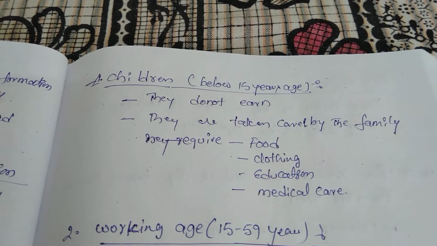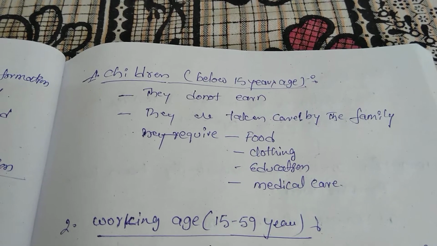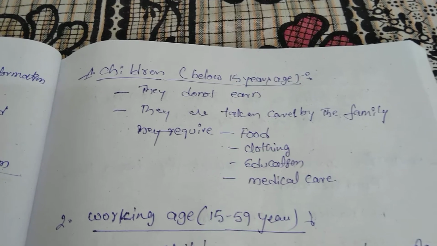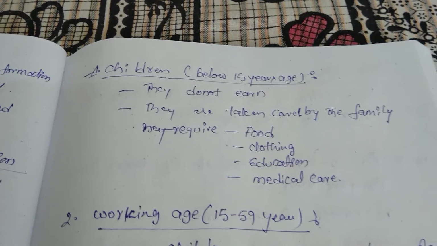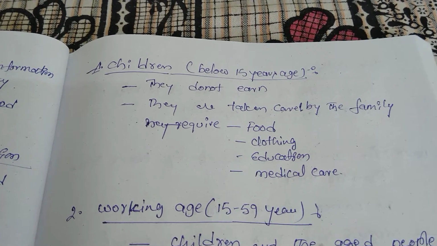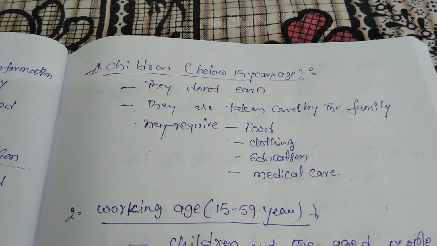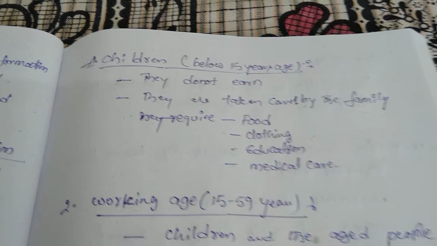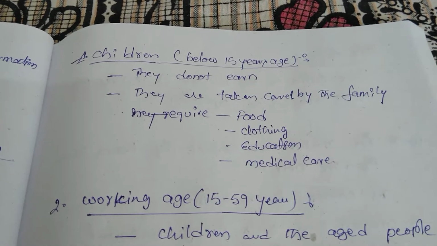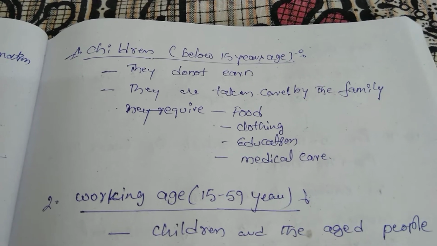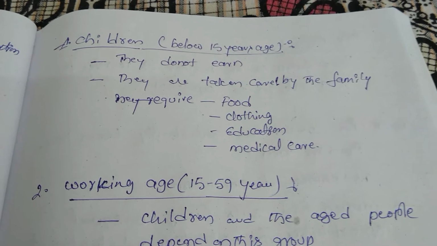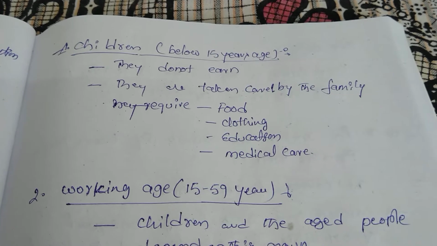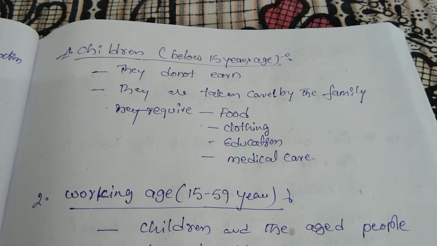Okay, so what are the conditions of the children? They cannot earn. Most of the children in this group go to schools. Next, the children are taken care of by the family. What do they require? They require food, clothing, education, and medical care.